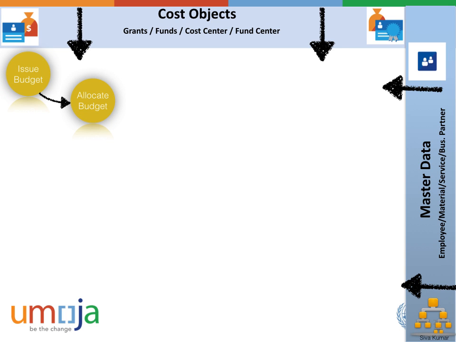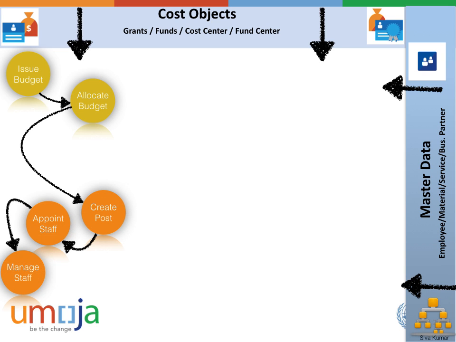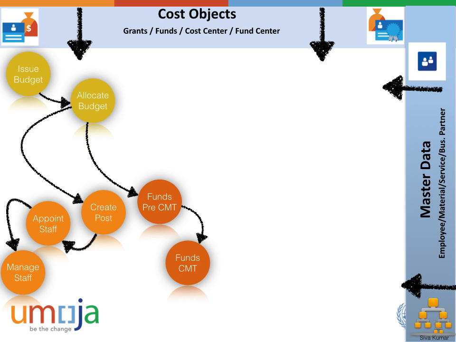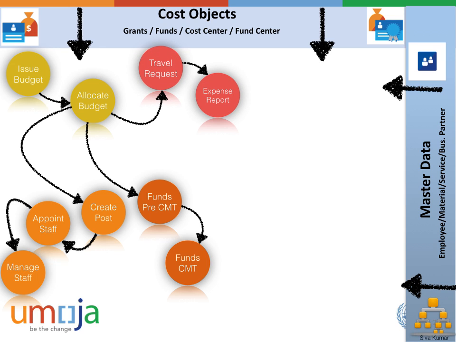As a process, the first step is you issue a budget and you allocate budget to your correct cost centers. Once you do that, the budget is available in your cost center. The next step is you can create a post, appoint a staff, or manage the staff. Or you can create a funds pre-commitment or a funds commitment and keep the money locked in a certain transaction so that you can use it for later purposes. Or you can create a travel request and run an expense report and make sure the payments are disbursed to the traveler or the staff member.